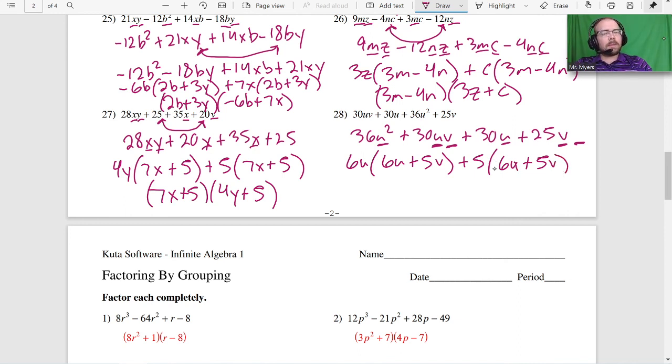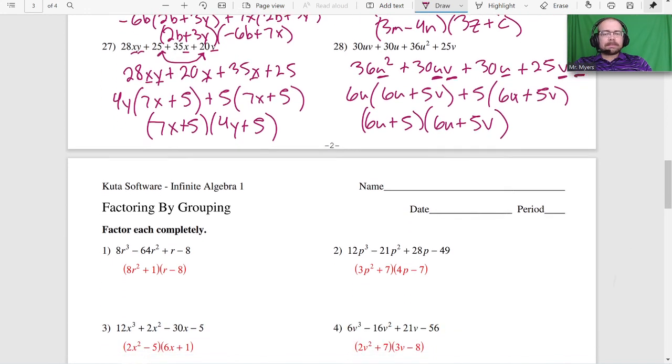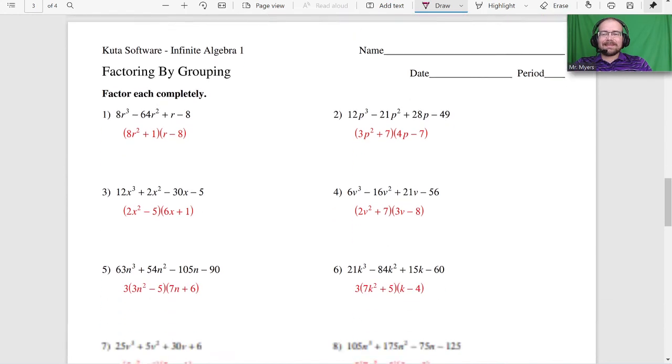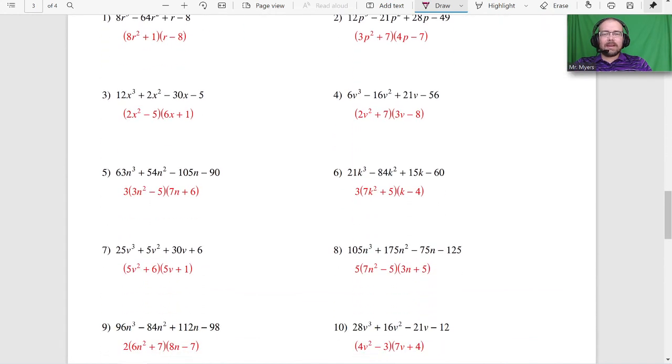So it didn't end up being a perfect square. It's almost a perfect square, but not quite. So 6u plus 5 and 6u plus 5v. Not a perfect square. Close to a perfect square. Not a perfect square. Don't write it as a perfect square. Whew. Okay. So here's the answers. You can check me. All right. Let me know if I missed anything.